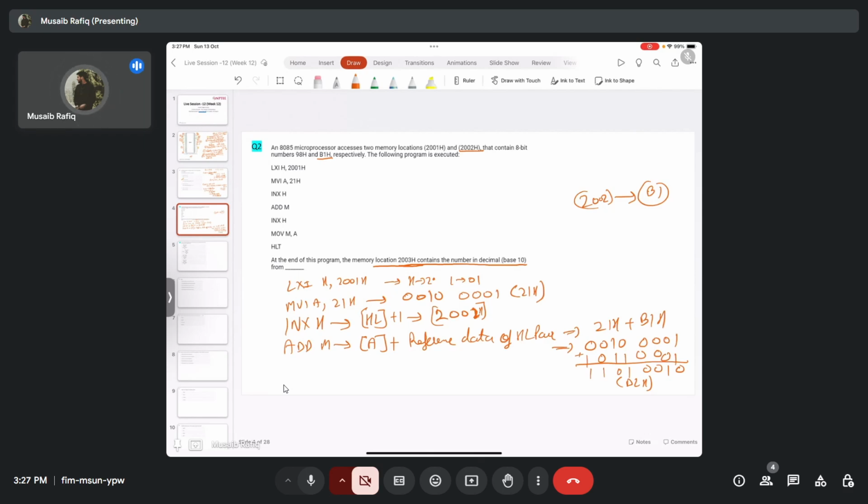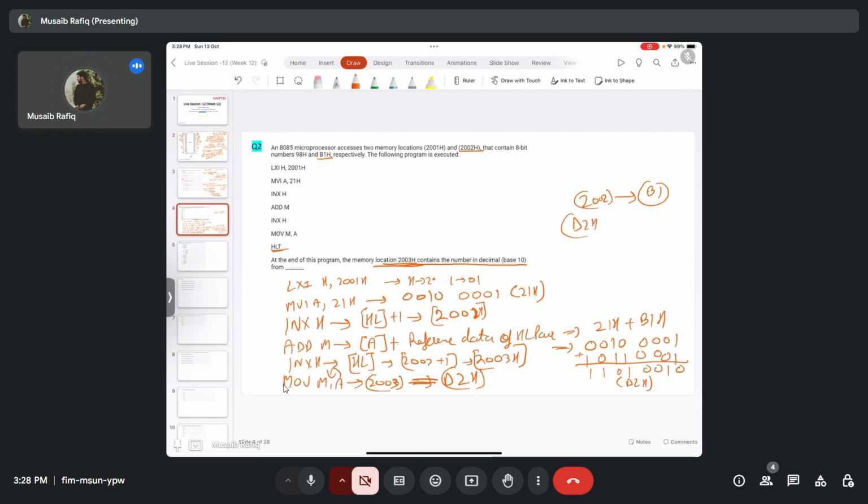Now then we have operation INX H. So now HL will be equal to 2002 plus 1. So it will be 2003 hex. Then we have MOV M, A. So the contents of A will be moved to this memory location, that is at 2003. I will be having now D2, and then I have what? That means the end of program. So after the end of the program, 2003 will contain D2 hex.